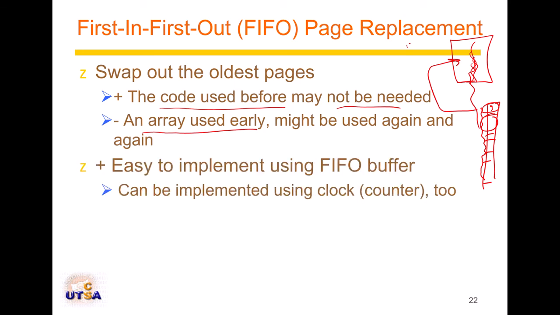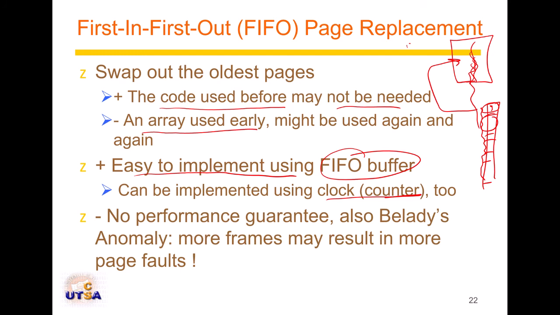The nice thing about this one is it's really easy to implement by using the first in first out buffer mechanisms. It can also be implemented using logical clocks or counters. I will show that in a second. The problem with that algorithm, as we mentioned, is that it's very simple. However, it has no performance guarantees. Also, it has something called Belady's anomaly.